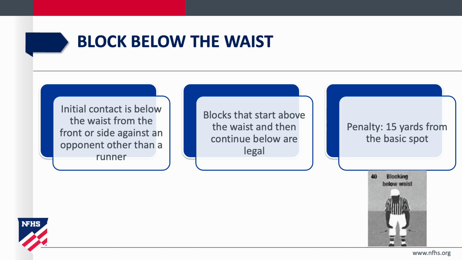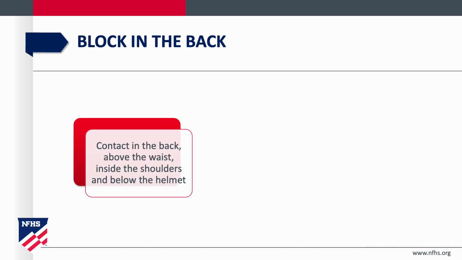A block below the waist is a 15-yard penalty that is enforced from the basic spot. An illegal block in the back is when a player blocks his opponent in the back between the waist and the helmet inside of the shoulders.